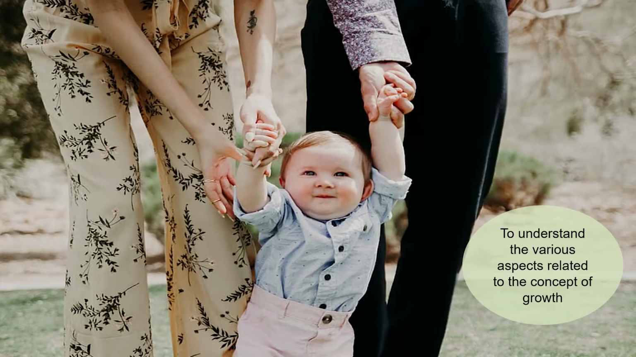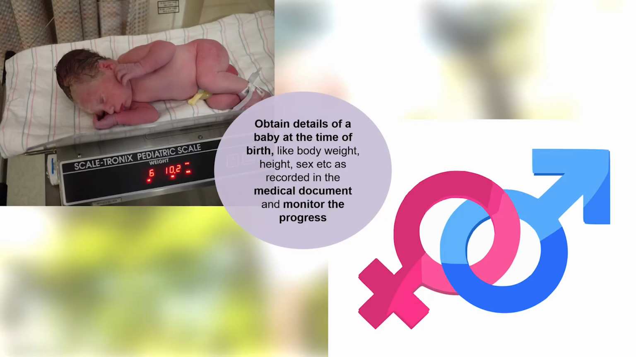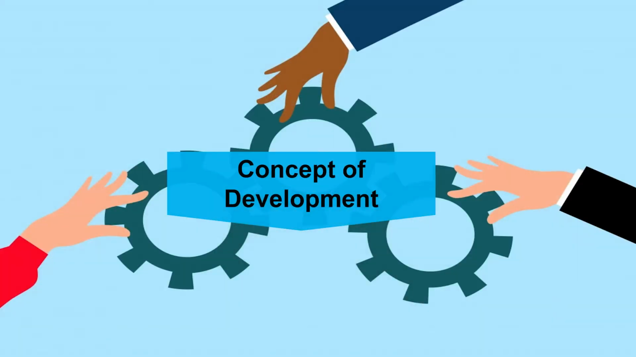This growth concept we can understand with reference to the changes in various aspects related to the growth of the baby. That is, if you have to understand the various aspects related to the concept of growth, you need to obtain details of the baby at the time of birth, details like the body weight, height, sex, etc. as recorded in the medical document, and monitor the progress. Once you study the medical file of any newborn baby, you will be in a position to understand the growth of a particular individual.